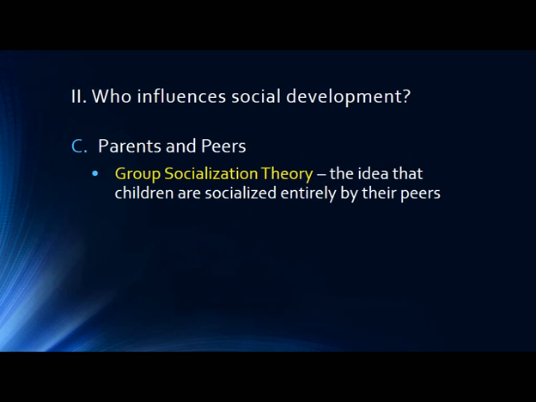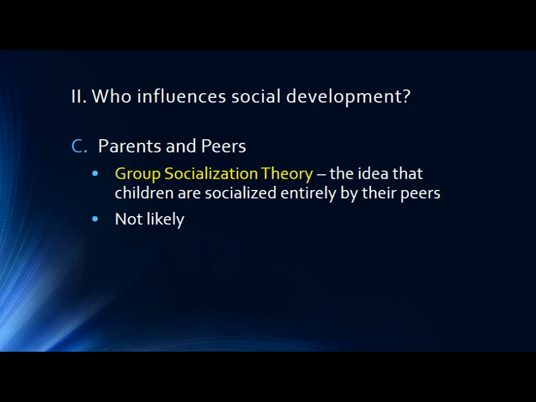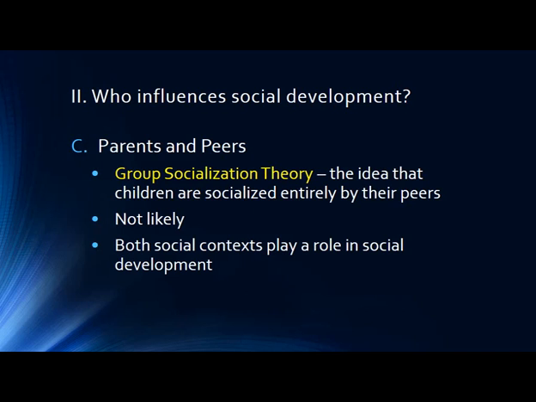Well, parents and peers and how they work together. There is group socialization theory. This is the idea that children are socialized entirely by their peers. Not entirely likely. Both social contacts play a role in social development. Importantly, parents seem to play a role in which crowd kids end up joining.